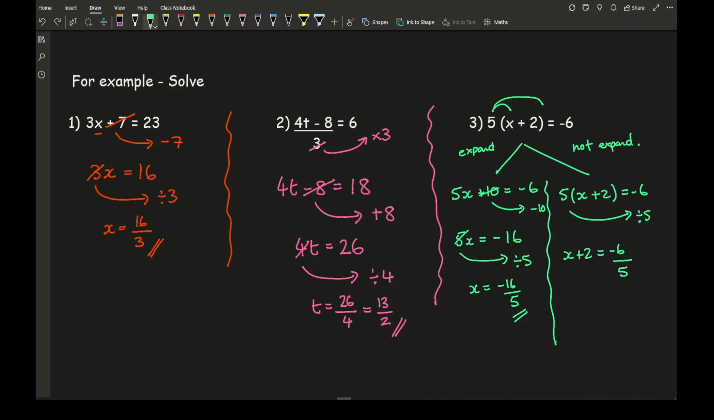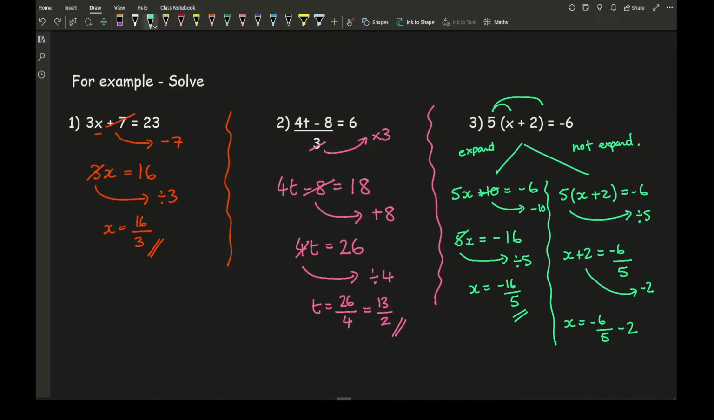Now from this, I still haven't got x by itself, which is what I need to do. So I need to get rid of this plus 2. So how do I get rid of plus 2? I take away 2. So what I'm left with is x equals minus 6 over 5 minus 2. Now you might think to yourself, well, have we got the same answers? Well, let's have a look.